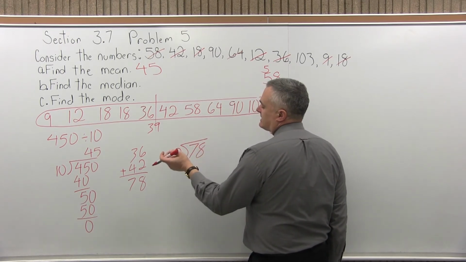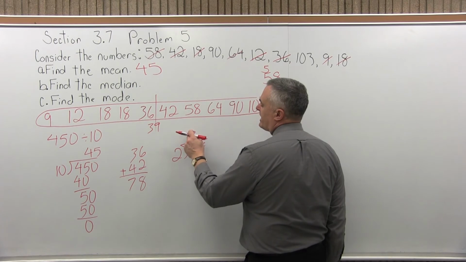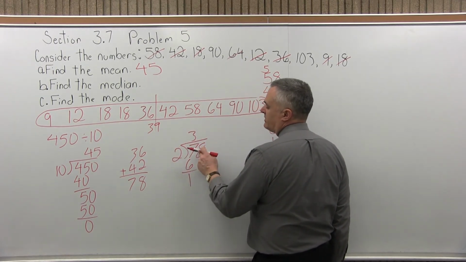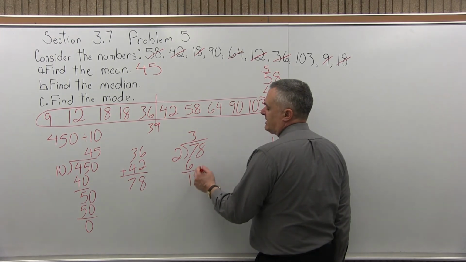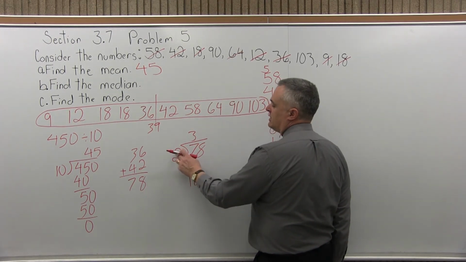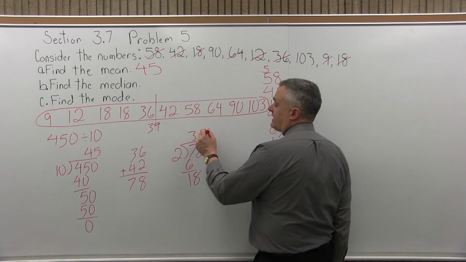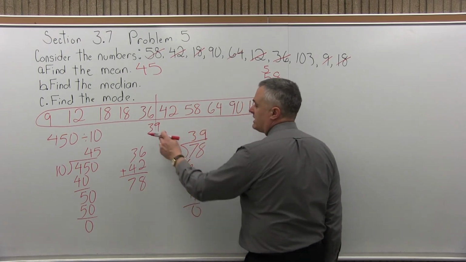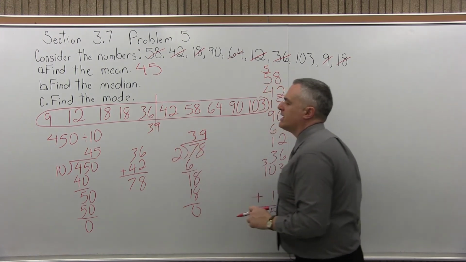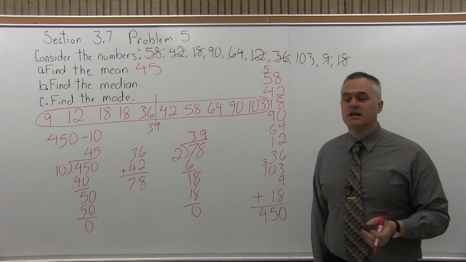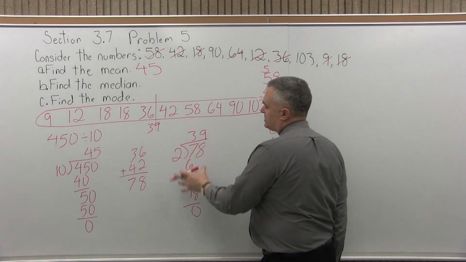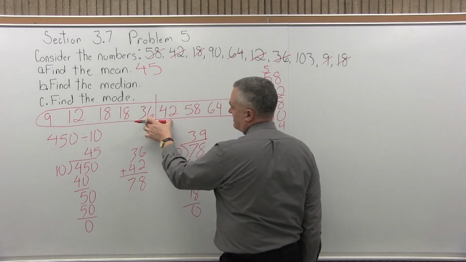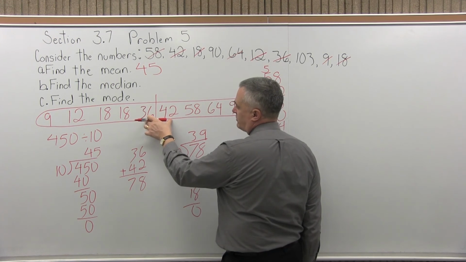2 divides into 7 3 times. 3 times 2 is 6. 7 minus 6 is 1. Bring down the next digit, which is an 8. 1 with an 8 next to it is 18. 2 divides into 18 9 times. 9 times 2 is 18. So it is the 39 that I predicted. I could kind of see it by looking at it. If you can see that, that's awesome. If you can't, just do the work. It's not that much work. And it does come out to 39. 39 is the midpoint between 36 and 42.